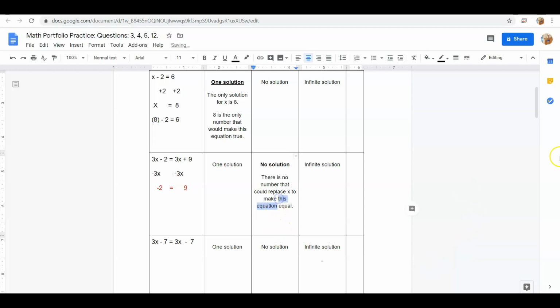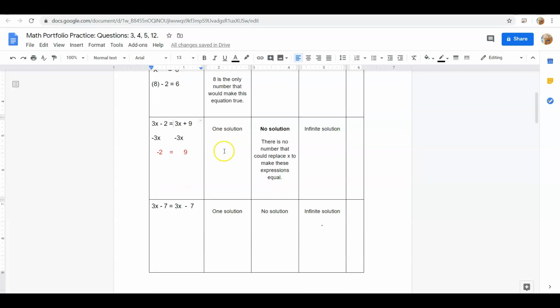Or you know what? I messed up there. These are expressions. Because remember, an equation is this whole thing separated by an equal sign. On each side of the equal sign, 3x minus 2 and 3x plus 9, we call those expressions. So two or more expressions can be found in this equation. So that's your answer for no solution.